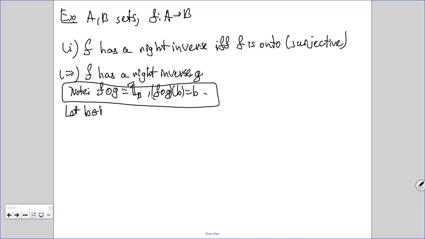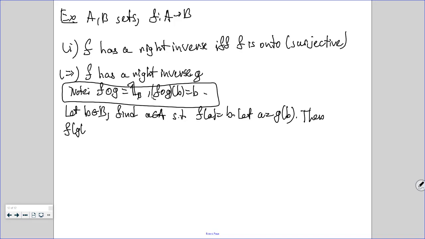Let b be in B. What we need to do is find an element a in A such that f(a) is equal to b. So let a be equal to g(b). Then the composite function of f and g is equal to the identity from the definition, and this is equal to b, and the one direction is done. Now let's do the other direction.